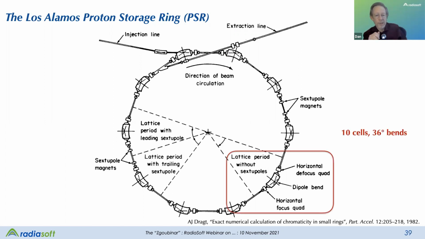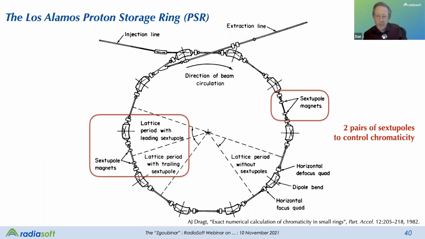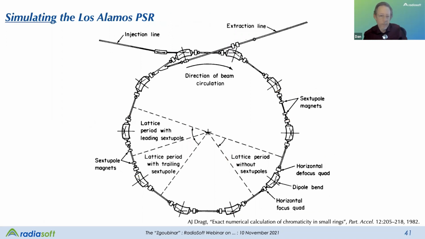The PSR comprises 10 cells, each with a 36-degree bend and 2 quadrupoles. There are also 2 sextupoles for chromaticity correction.